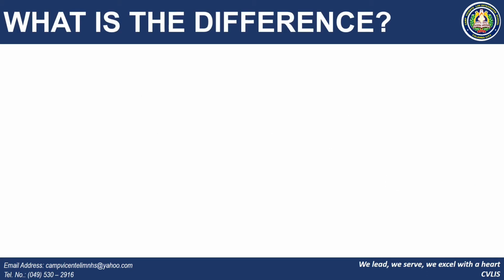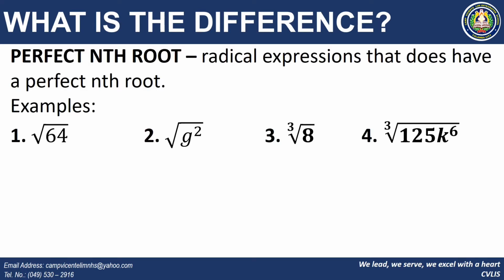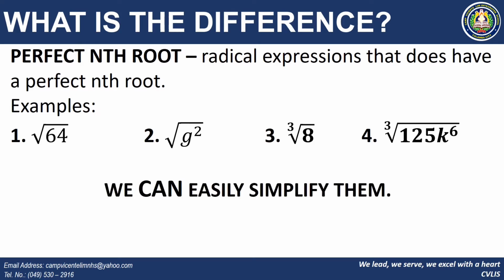For starters, let's identify the difference between perfect nth root and non-perfect nth root. Perfect nth roots are those radical expressions that do have a perfect nth root. For example, square root of 64, square root of g squared, the cube root of 8, the cube root of 125k raised to the power of 6. Take note that we can easily simplify them as long as you memorize the perfect nth root charts.